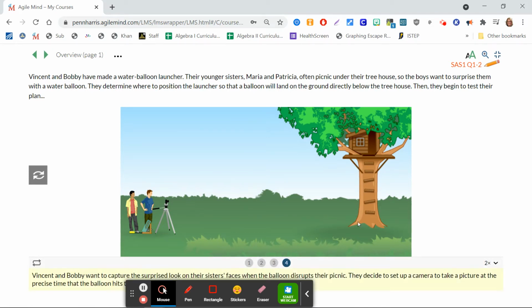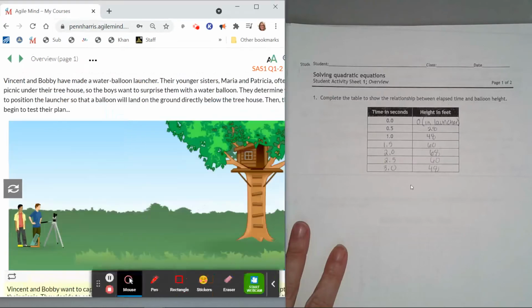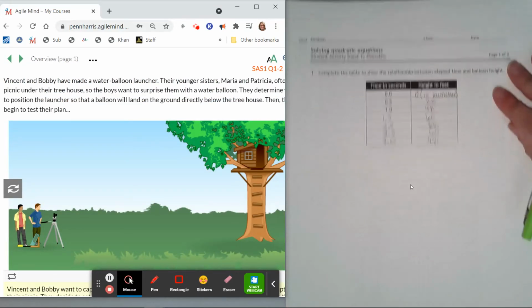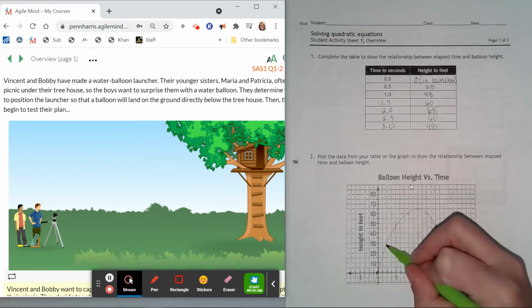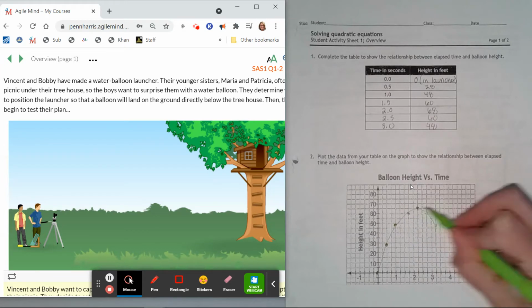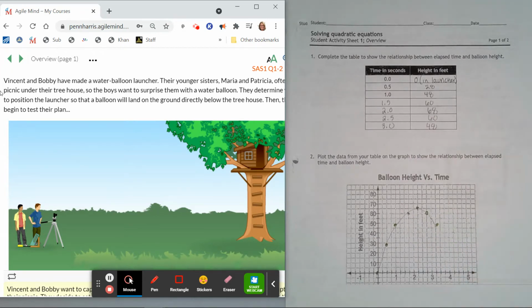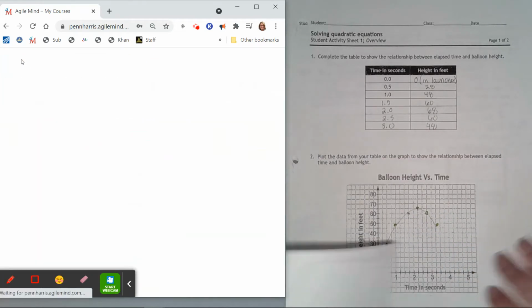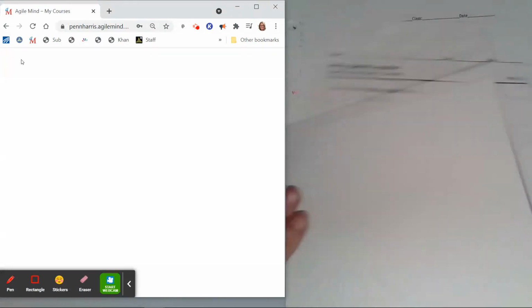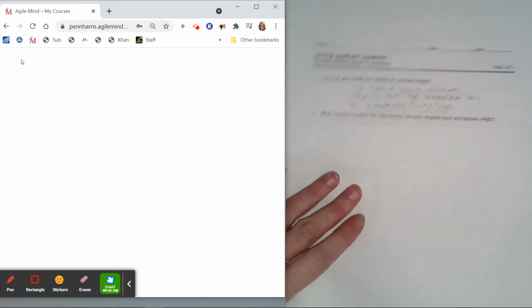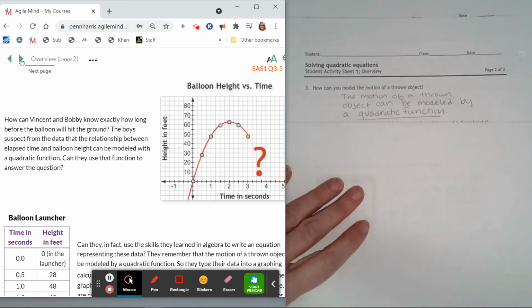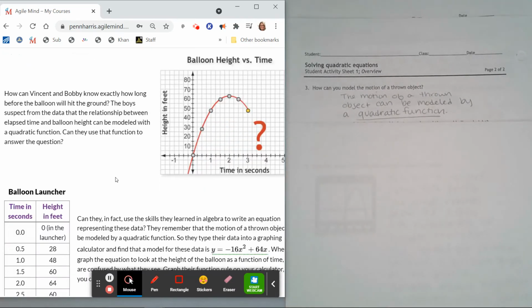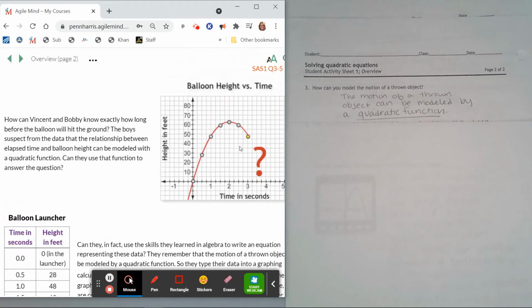So I've gone ahead and I filled in the same exact table that they had. And then I went ahead and I did the same graph that they did, showing the different points from the table. Okay. So now they're asking us, how can we model the motion of a thrown object? So this is, again, the table that they have here and the graph that they made.